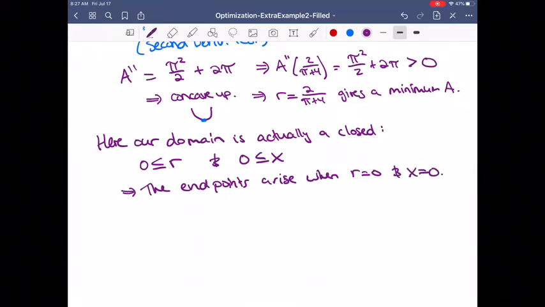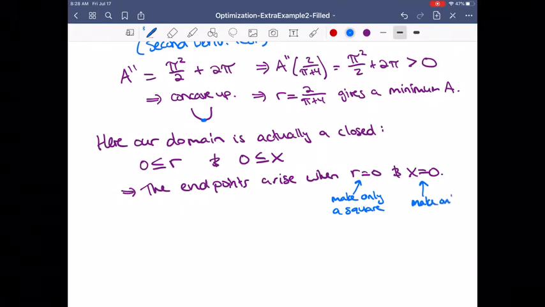So these are when we only make one shape. When r is 0, this is when we make only a square, because there's no radius, so we didn't actually make a circle. When x is 0, we didn't make a square, so we made only a circle. So those are our endpoints. Now I'm just going to check each of them.